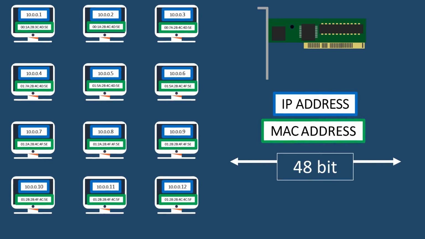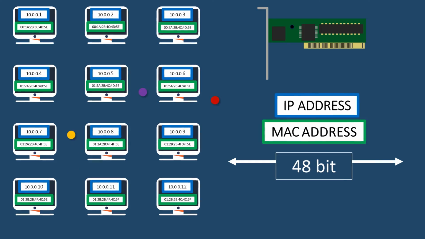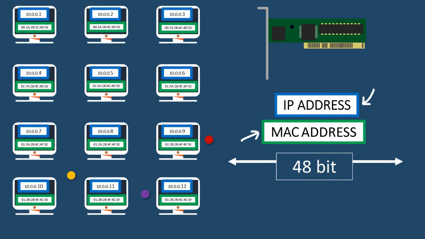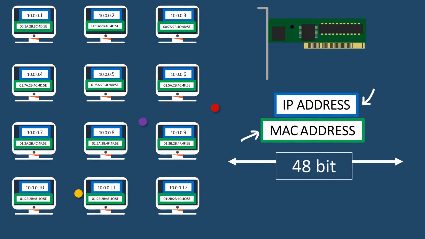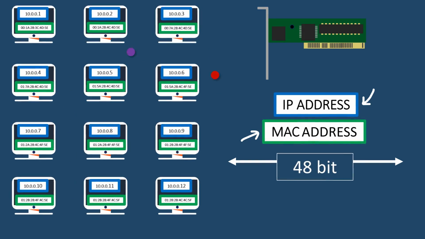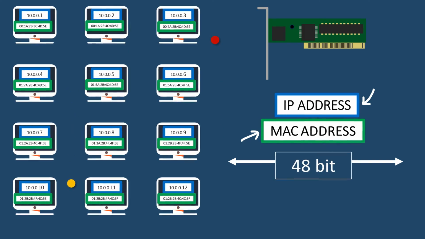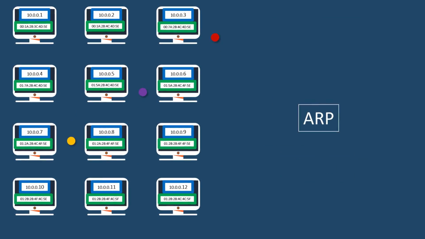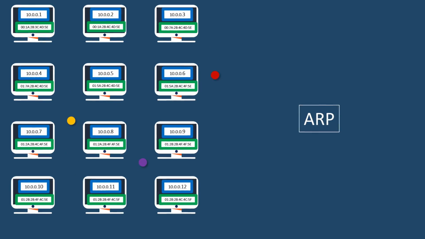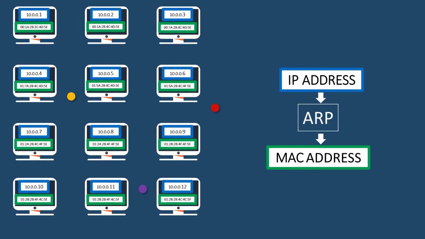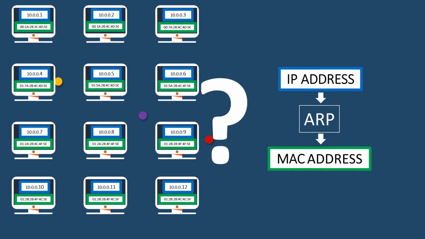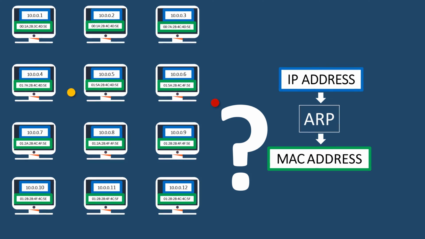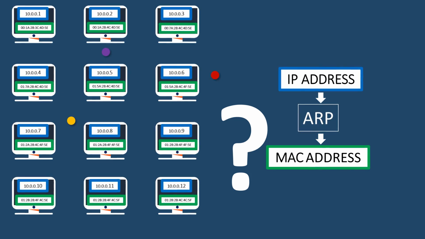For effective communication in a LAN, computers require both IP and MAC addresses. When a computer wants to talk to another device within the same network, but only knows the destination's IP address, it must also find out the corresponding MAC address. This is where the Address Resolution Protocol steps in. ARP helps to map IP addresses to MAC addresses. Why is it necessary for computers in a LAN to know the MAC address of the destination device? Watch till the end of this video to find out.